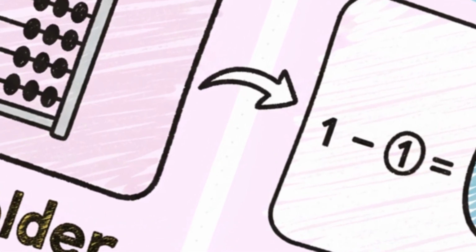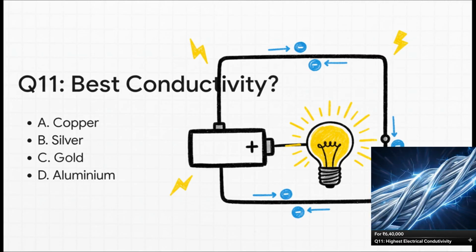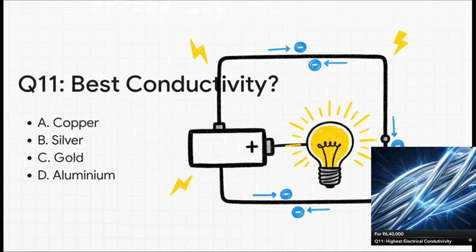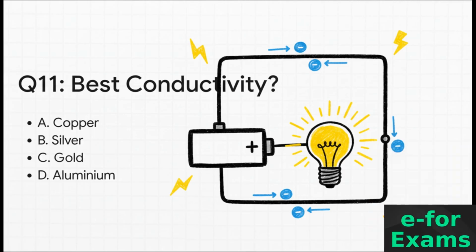What a great piece of trivia. Wow, we are getting way up there now. This next question is for a massive 6,40,000 rupees. Okay, think about this. We use copper and aluminum for wires all the time, right? They're everywhere. But which of these elements is actually scientifically the absolute best conductor of electricity?